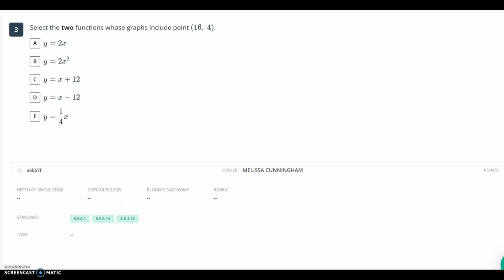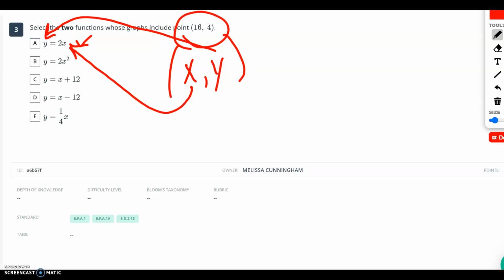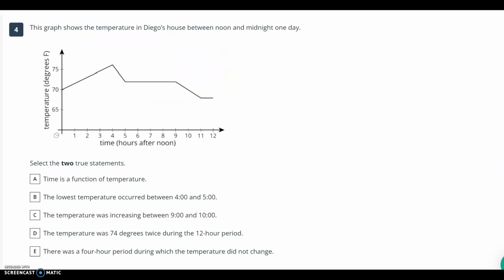When we look at this one, we want to know, select the two functions whose graphs include this point. The best way to do it is to type each equation one at a time into your graphing calculator and find out, do they go through the point 16, 4? Remember, 16 would be your x value, 4 would be your y value. The other thing you could do is substitute 16 into the x of the equation and substitute 4 in for the y. Are they equal?